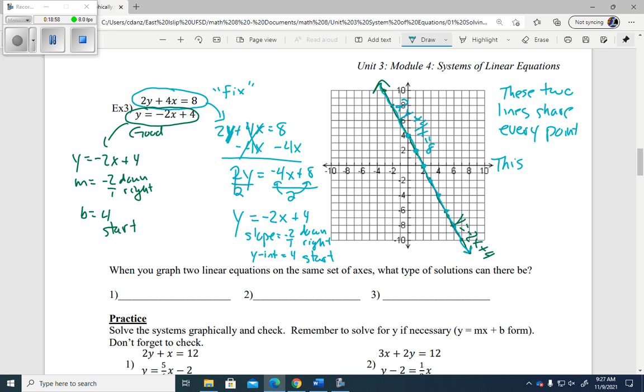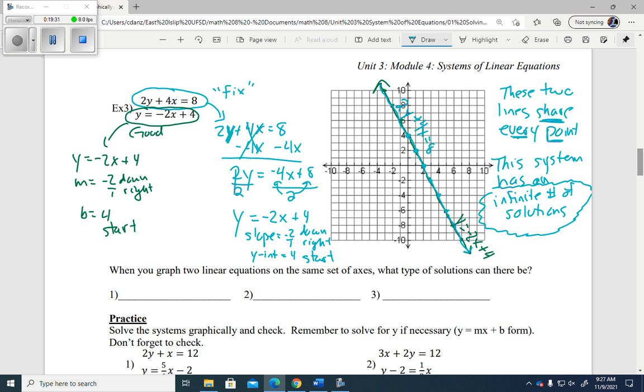This system has an infinite number of solutions. And that's because they share every point. The solution is the point they share. This one shares every point. So there's an infinite number of solutions.